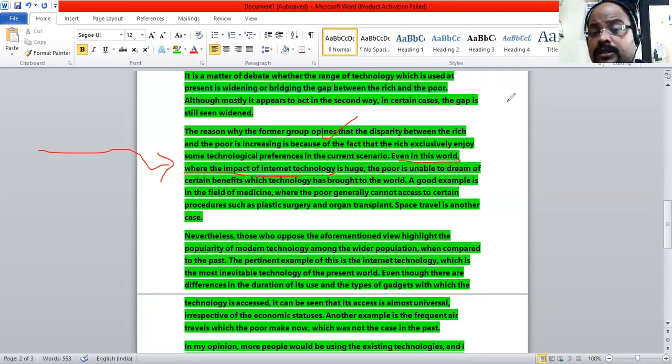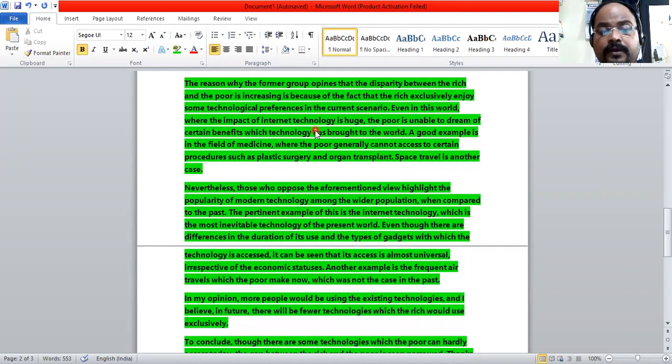Now, the second sentence is the explanation. How is it? Even in the case of internet technology, it is not possible. Now the example is given: in the case of medicine, plastic surgery, organ transplant. Another example is space travel. So in these cases we can see that there is a widened gap between the rich and the poor.